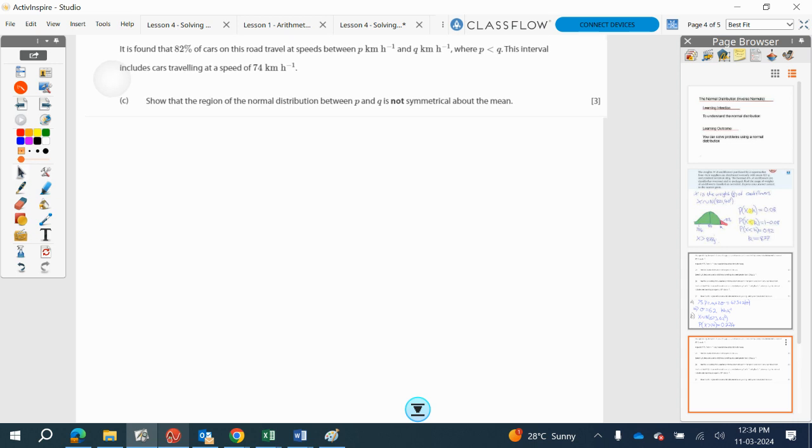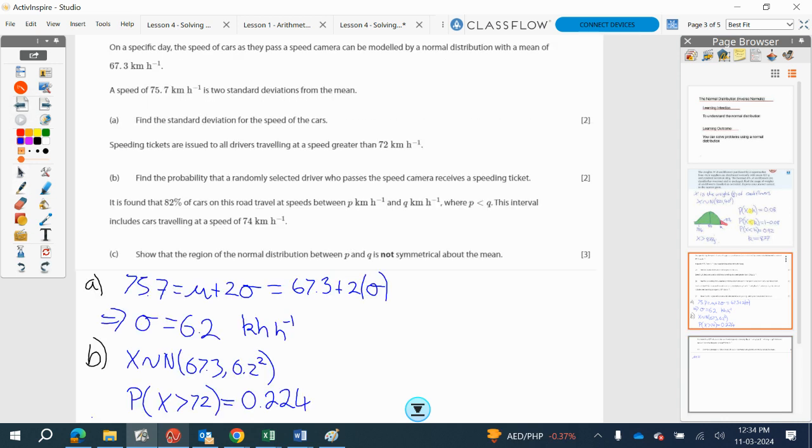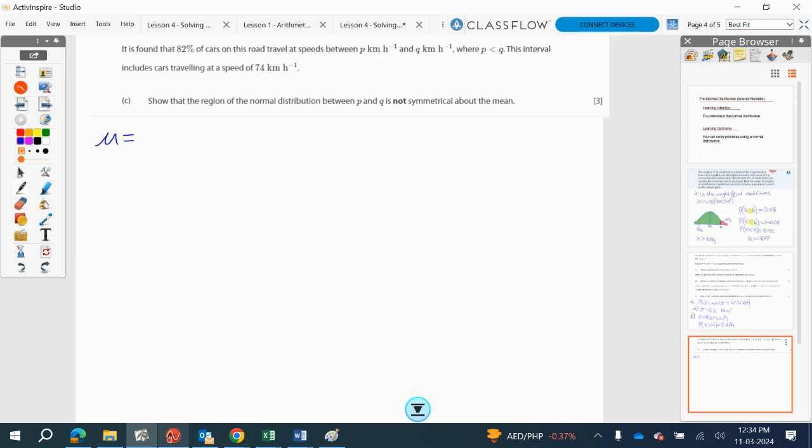So it is found that 82%, sorry, let me just copy down the mean. We've got the mean is equal to 67.3, standard deviation is 6.2.